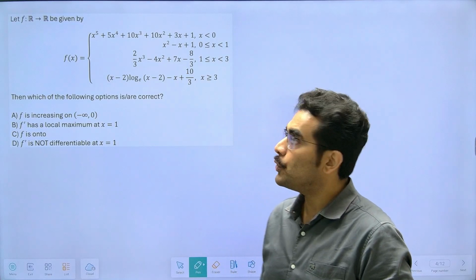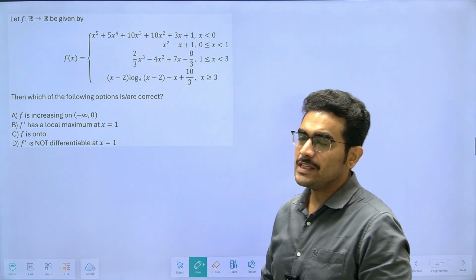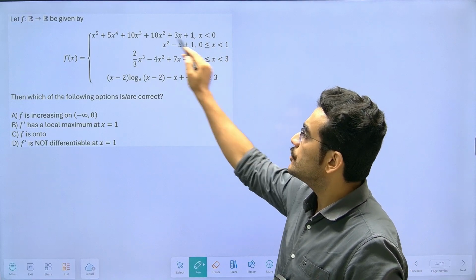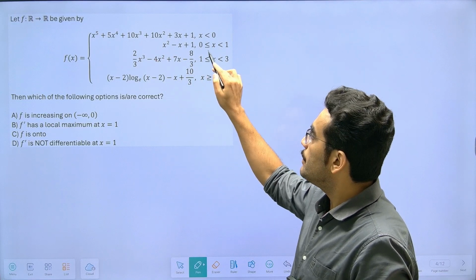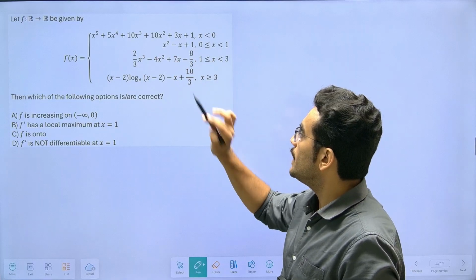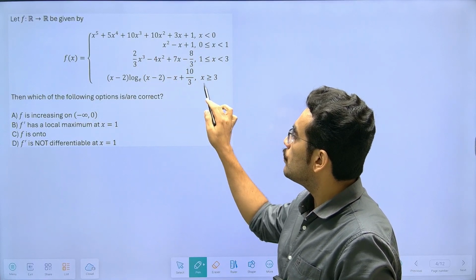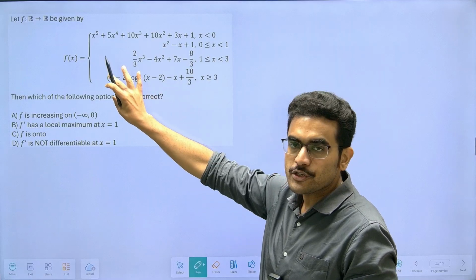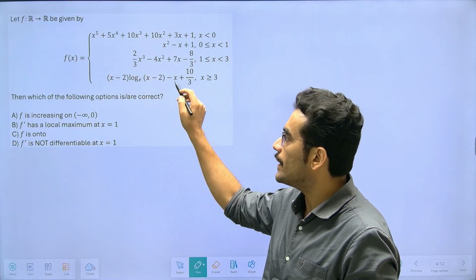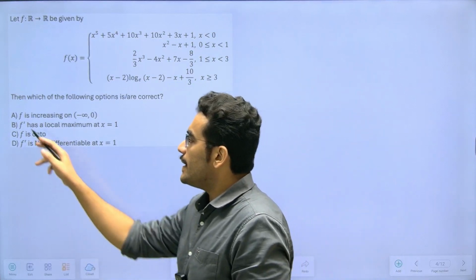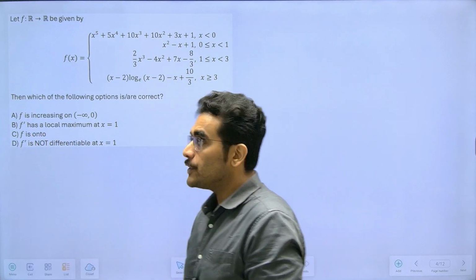Let f: R to R be given by a piecewise definition. For x less than 0, a fifth degree polynomial. Between 0 and 1, a quadratic polynomial. Between 1 and 3, a cubic polynomial. And for x greater than or equal to 3, we have a combination of multiplication of x with log x and a linear function. Now the question says that f is increasing on minus infinity to 0.